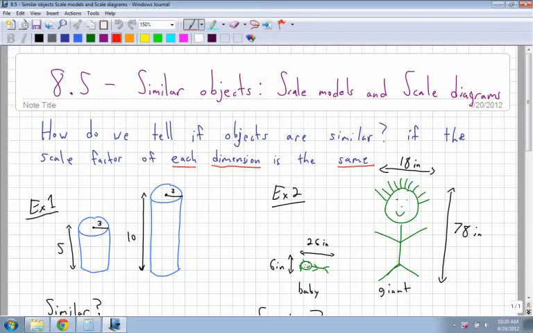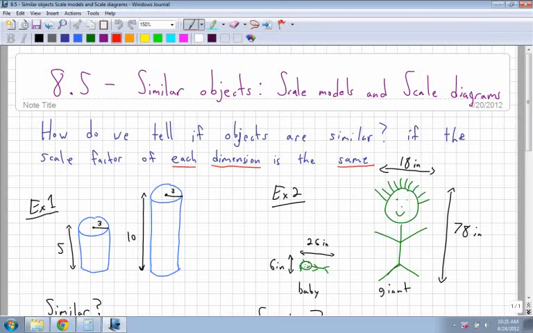So how do we tell if an object is similar? If the scale factor of each dimension is the same. So if we look at the scale factor of each dimension, like length, width, height, those kinds of things, each one has to be the same.